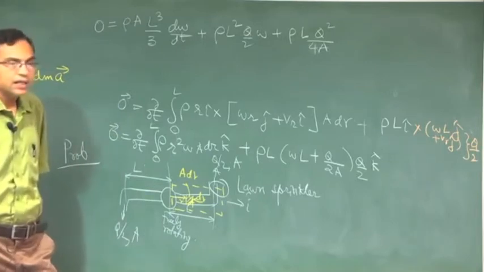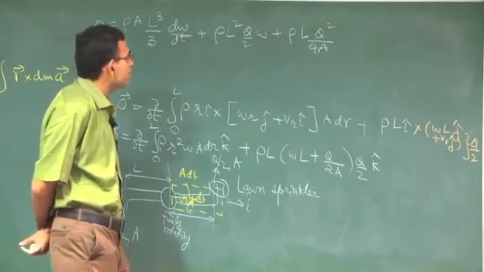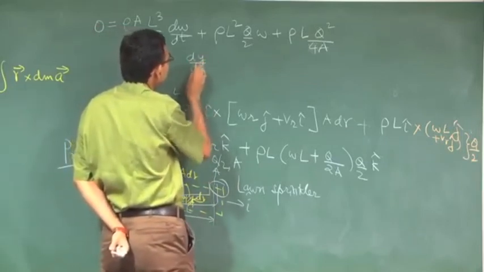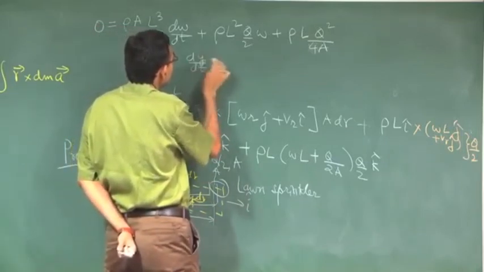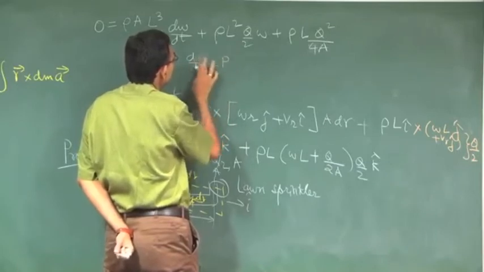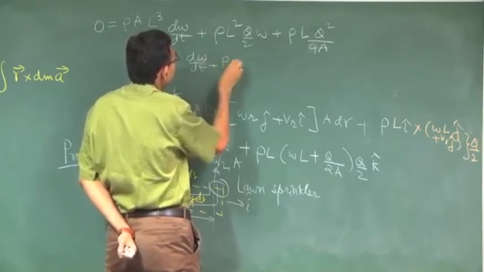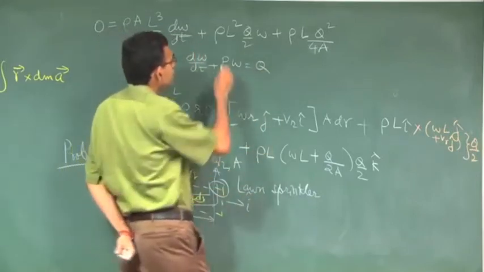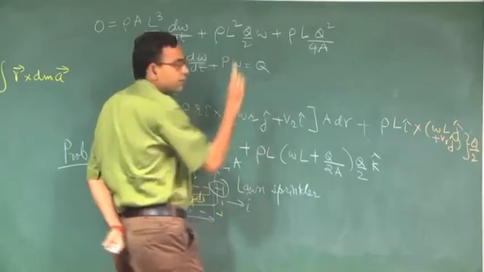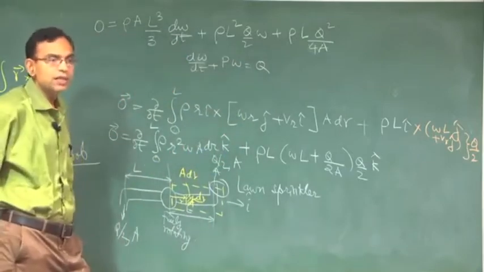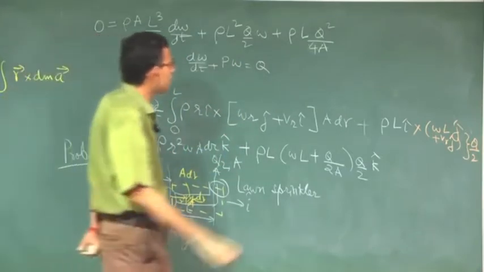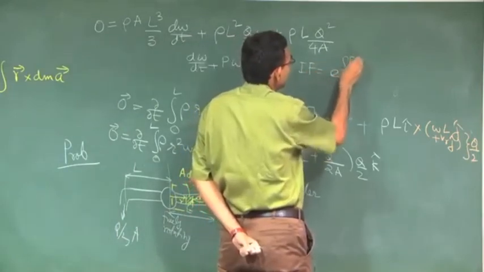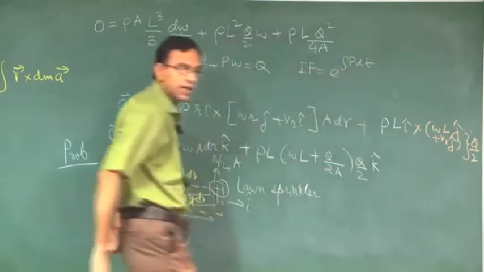And how do you integrate this? A simple trick is, this equation is of the form dy dt plus d omega dt plus p omega is equal to q, where this p and q could be functions of time, here not, but in general it could be a function of time. So you can use the integrating factor e to the power integral p dt, you multiply both sides.